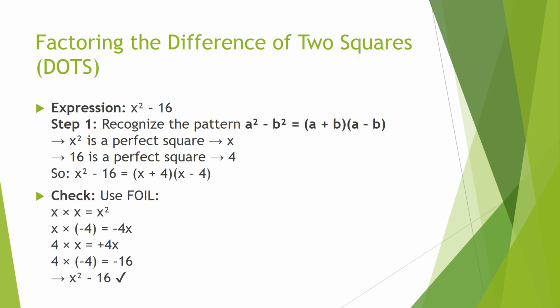Next, you can check this one using the FOIL method. For example, x times x is x squared. x times negative 4 is negative 4x. 4 times x is positive 4x, and 4 times negative 4 is negative 16. So, the positive and negative 4x, if you add them, the result is 0. So what is left is x squared minus 16.